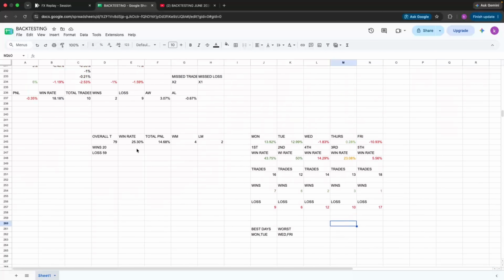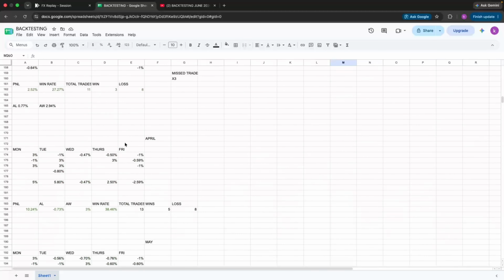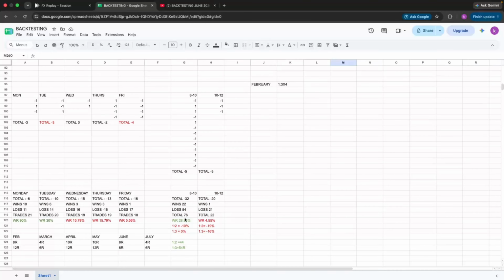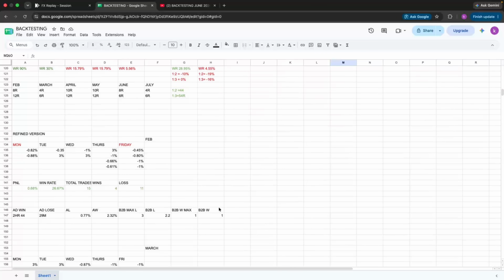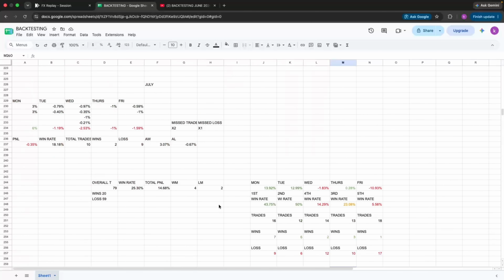And now we're at a win rate of 25%, total P&L 14%, overall trades 79. I was at a minus 32, and then minus 20 at 10 to 12, after 10 to 12. So, yeah, this is something you have to figure out.